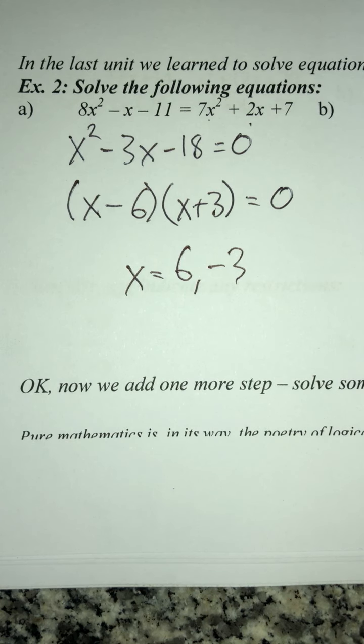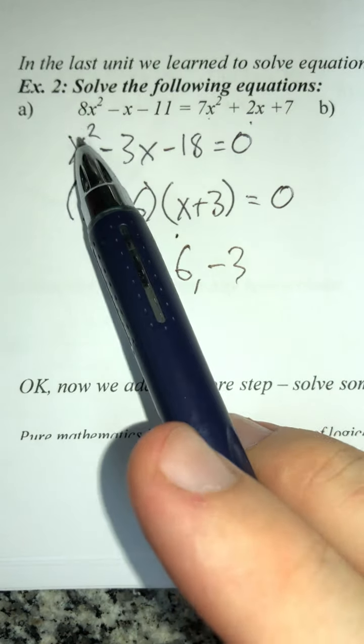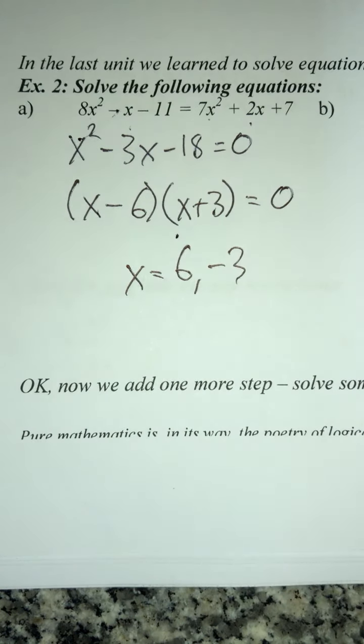Not too bad. Those are the easier ones. So if you see x squared, x to the 1, if you have both of those in your term, most likely you are going to have to factor it at the end. Let's try something else.